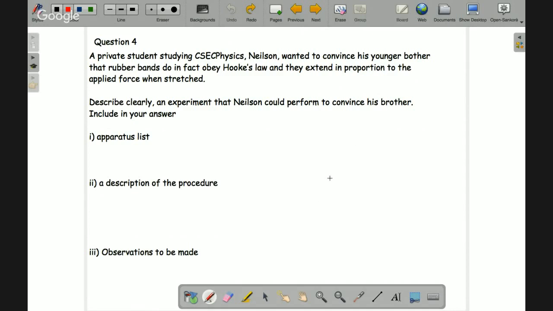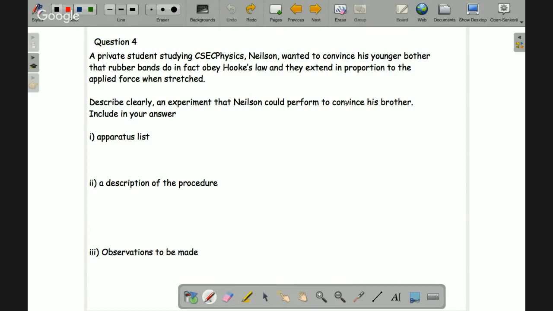right? So a private student studying CSEC physics, his name is Nielsen, wanted to convince his younger brother that rubber bands do in fact obey Hooke's law and they extend in proportion to the applied force when stretched. Describe clearly an experiment that Nielsen could perform to convince his brother. And then they say, include in your answer apparatus list, a description of the procedure, and the observations to be made. Okay, so the apparatus list.